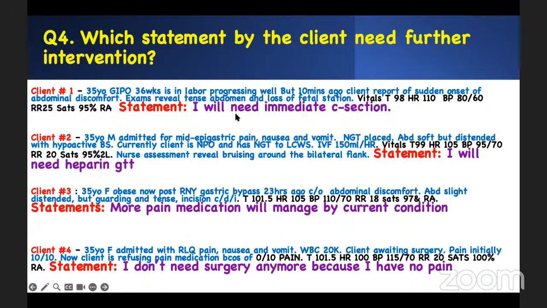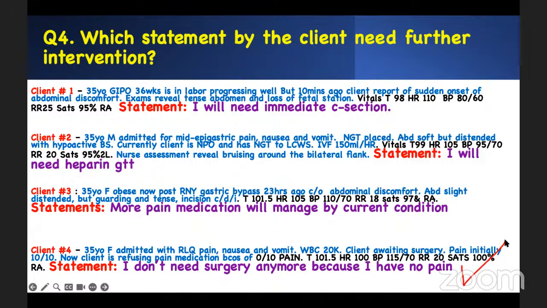Think about it. Uterine rupture. She said, well, I will need immediate C-section. You think it's a bad thing? Pancreatitis, I will need what? Heparin drip. You think it's a bad thing? More pain medication will solve my current condition. That is somebody who had what? Gastric bypass and the leak. And then appendicitis said, I don't need any more surgery because I have no pain. You know when the rupture is a problem. So you still may need surgery.